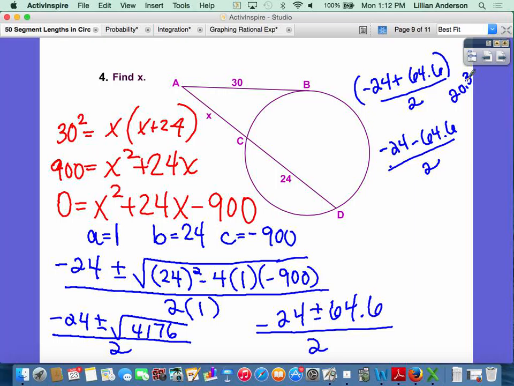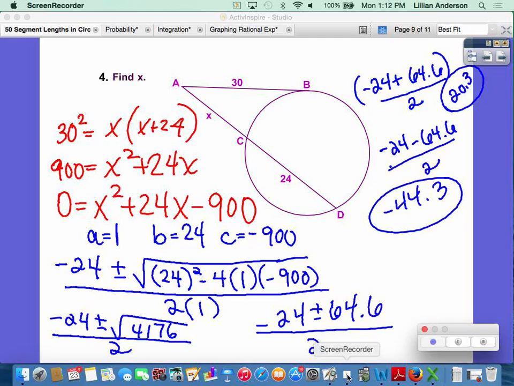Do we get a number? Negative 44.3. Okay, so there are your values for x: 20.3 and negative 44.3. The second one is negative 24 minus 64.6, so it should be negative.